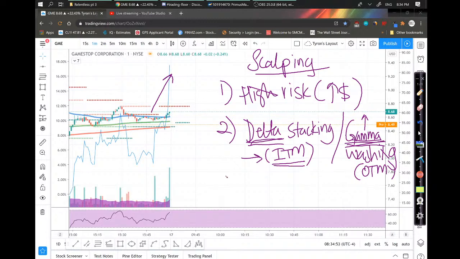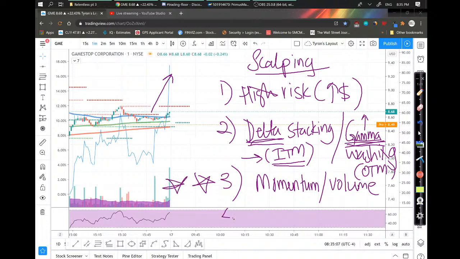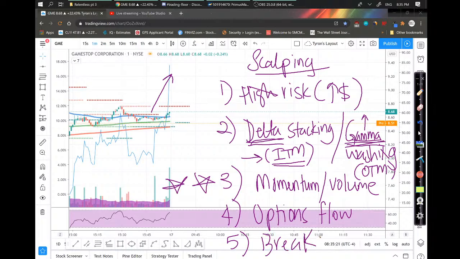Now, the scalping method is reliant on momentum and volume. This is your main key feature of scalps. All right. Together with this, you generally want to look for options flow if you have an options scanning software of some kind. Okay, options flow and breakouts. So this is kind of your 5-step process to validate or to make sure that you know everything about scalping. And so let's try and find a setup like this that happened yesterday.